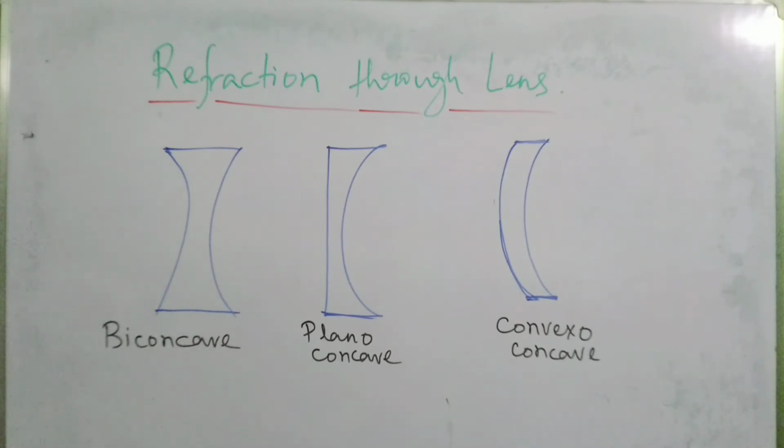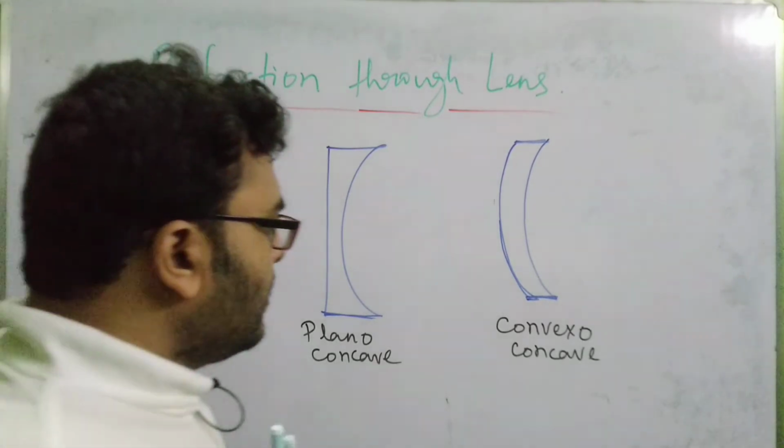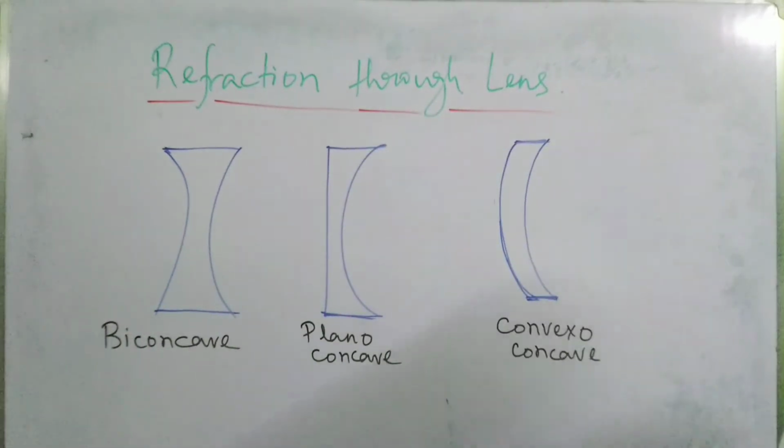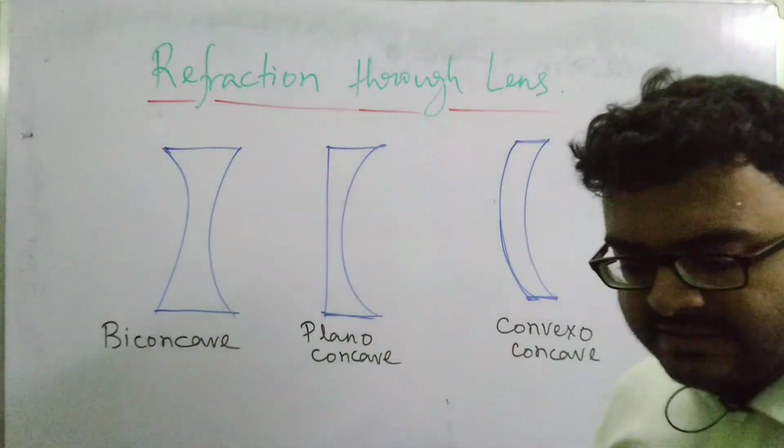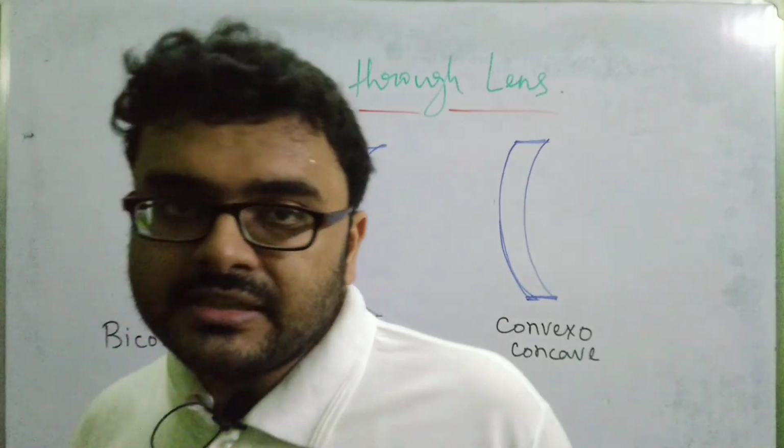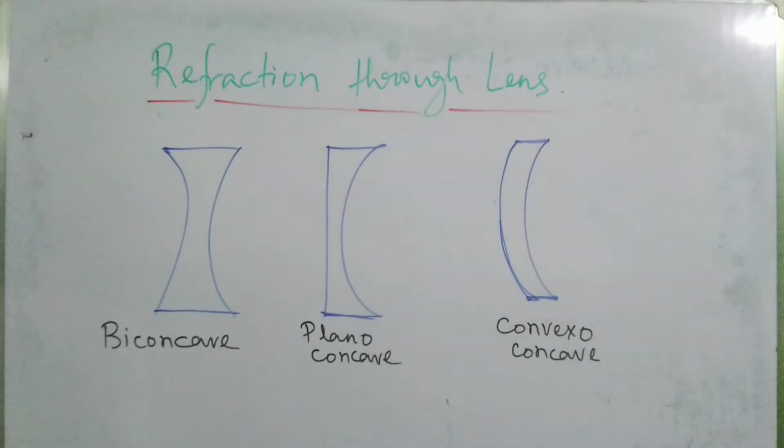Today we are just doing an introductory class on the lens. So please don't be bothered too much. Just keep listening; these are easy things that you can easily understand. So these are the three kinds of concave lenses. Okay, fine.